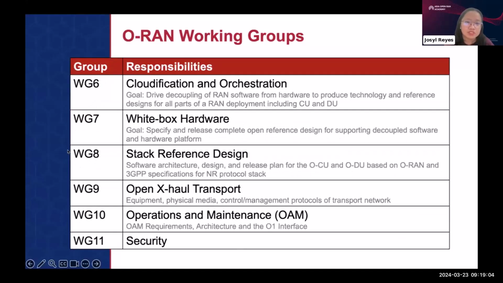The other working groups here are not as significant in terms of our particular lecture today. We have working group 6, more on the cloud components. Working group 7, white box hardware. Working group 8, software architecture. Working group 9, open transport. Working group 10, operations and maintenance. And working group 11 is more on security.